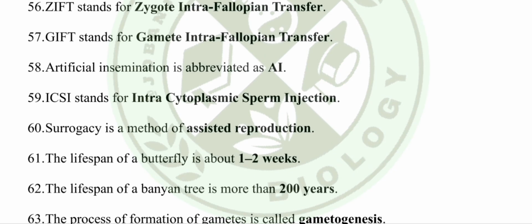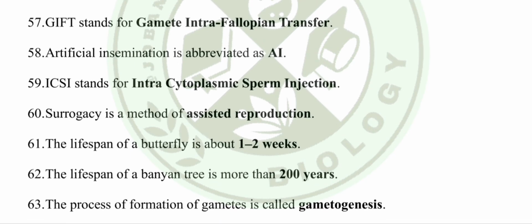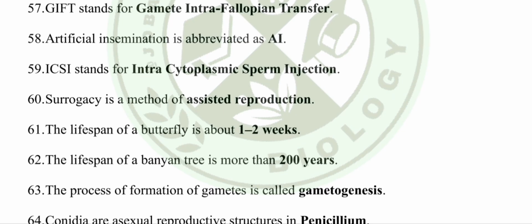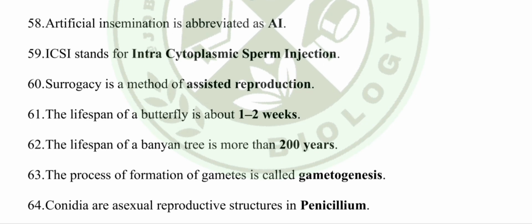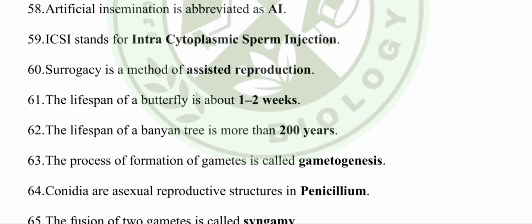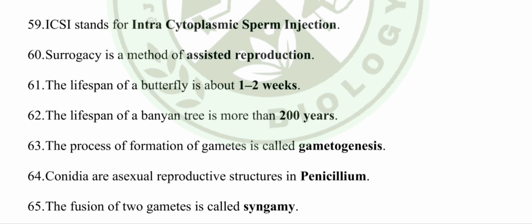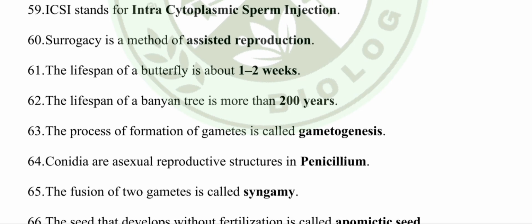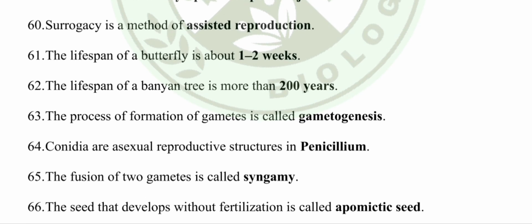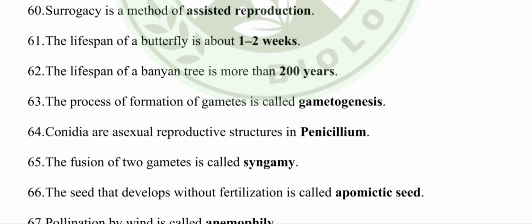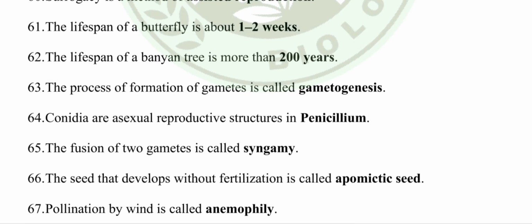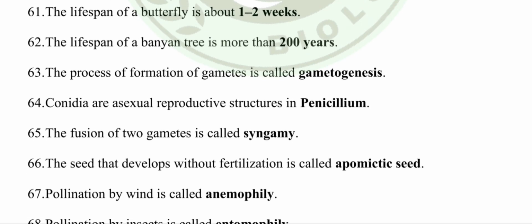56. ZIFT stands for zygote intrafallopian transfer. 57. GIFT stands for gamete intrafallopian transfer. 58. Artificial insemination is abbreviated as AI. 59. ICSI stands for intracytoplasmic sperm injection. 60. Surrogacy is a method of assisted reproduction.